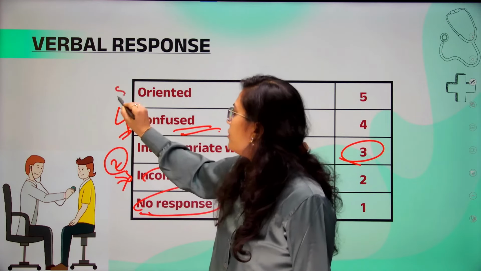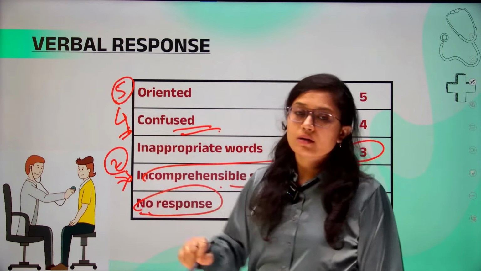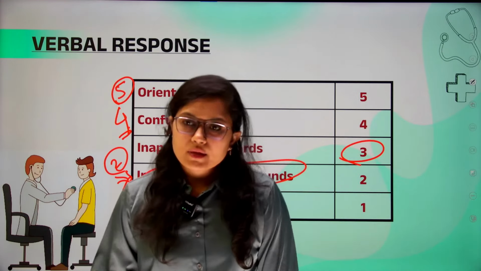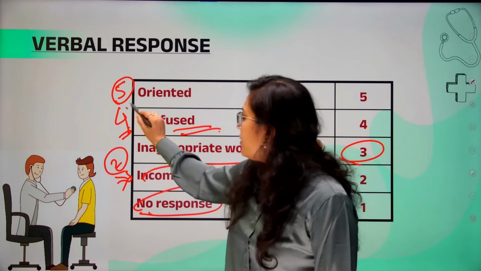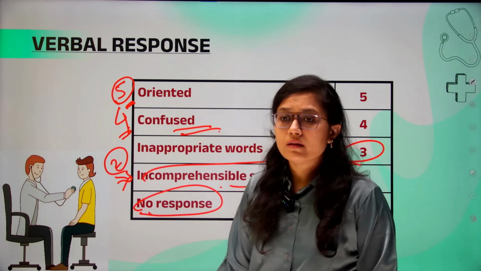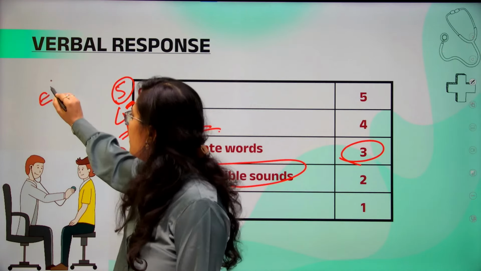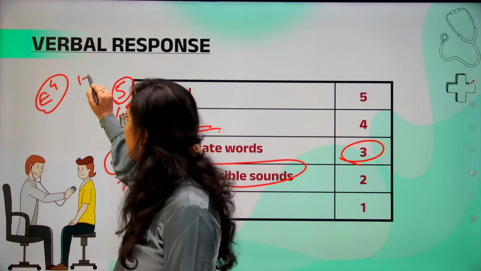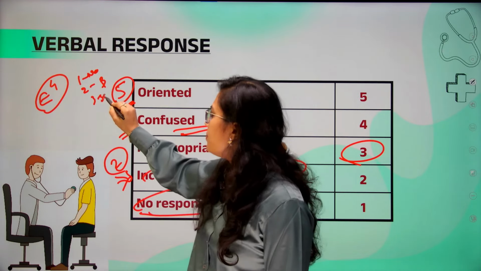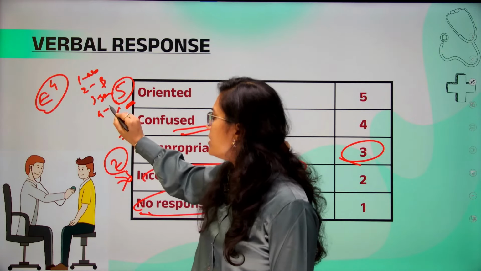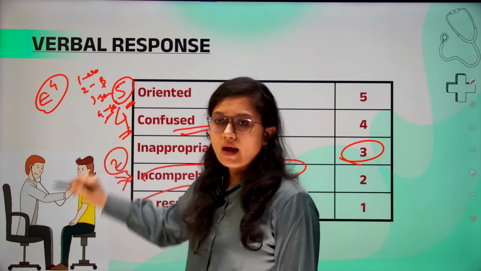And grade 5, that is oriented. I asked the name, the patient told their name correctly, and said where they are, so that is considered as grade 5, that is oriented. Clear? So eye opening is having a 4. 1 is no response, 2 is on pain, 3 is on verbal speech and 4 is spontaneous. This is for eye opening.